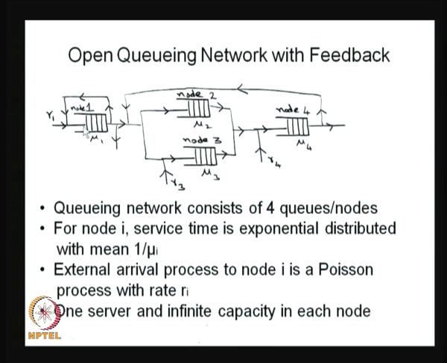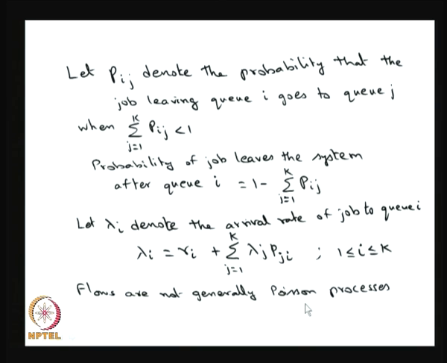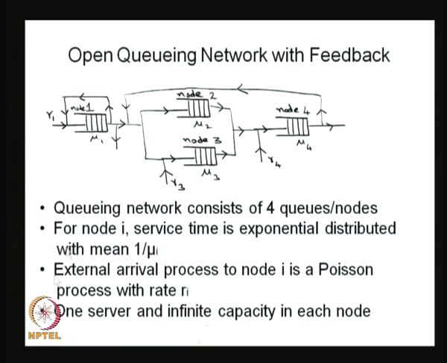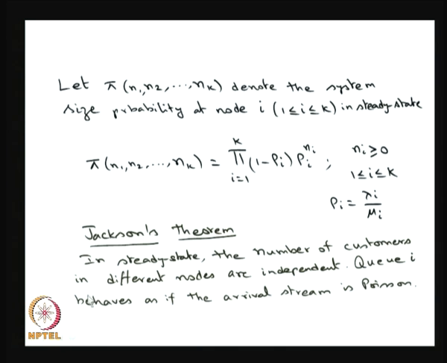state the number of customers in this queue, this queue and this queue, all the queue sizes are independent, as well as in steady state the arrival process for each node behaves as if a Poisson process, but they are not in general Poisson processes. So, in steady state, whenever you have an open queuing network with these assumptions, in steady state this behaves as independent queues.